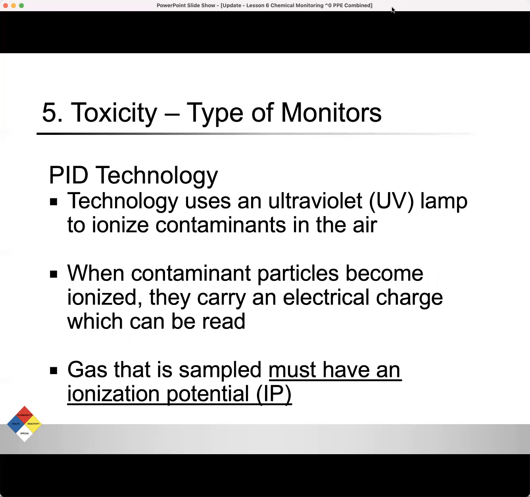So how does it work? It uses an ultraviolet lamp to ionize contaminants in the air. When those contaminant particles become ionized, they carry an electric charge, which can be read by a sensor. The more contaminants, the higher the electrical charge, the higher the reading. Keep in mind that this measures gases or vapors, and whatever gas you're looking for, they only detect chemicals that have a property called ionization potential. If a chemical does not have an ionization potential property, then the PID cannot detect it.